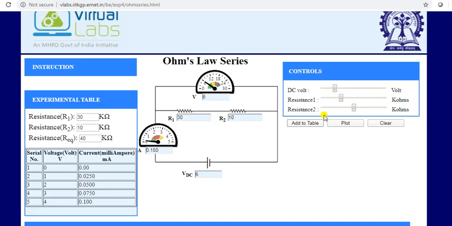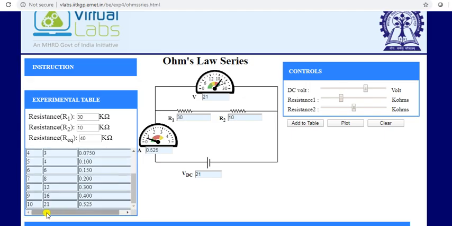We can take VDC from 0 to 30 volt, so we are simply changing the value of DC volt. So there are 10 values, different voltages and different currents. Now we will plot.